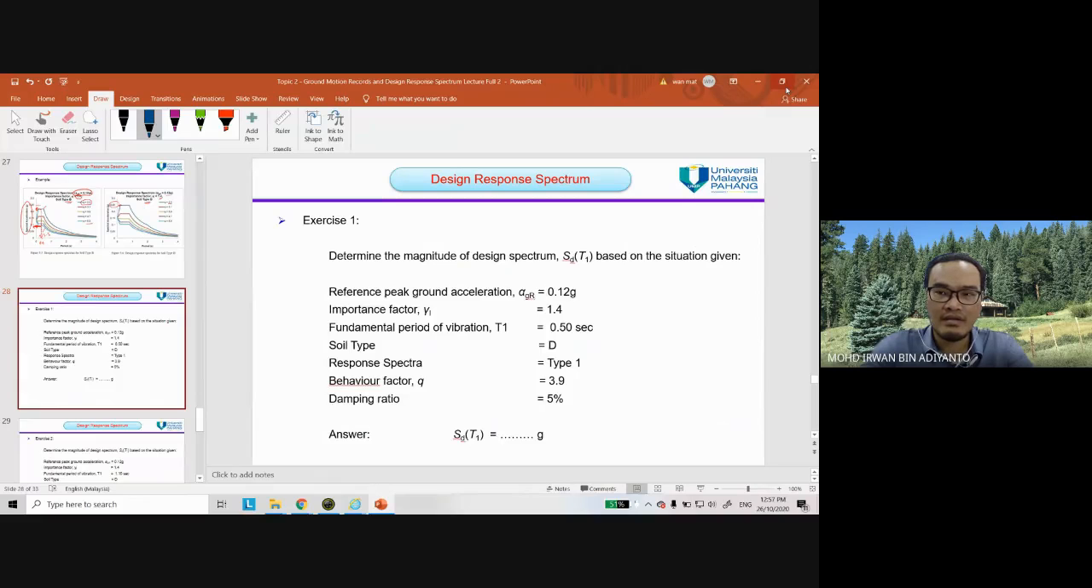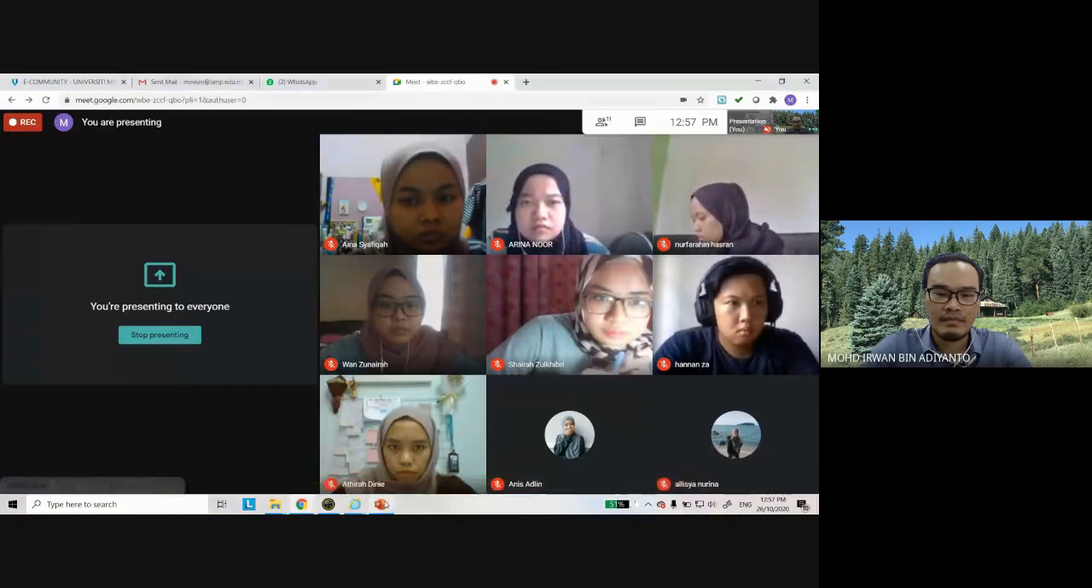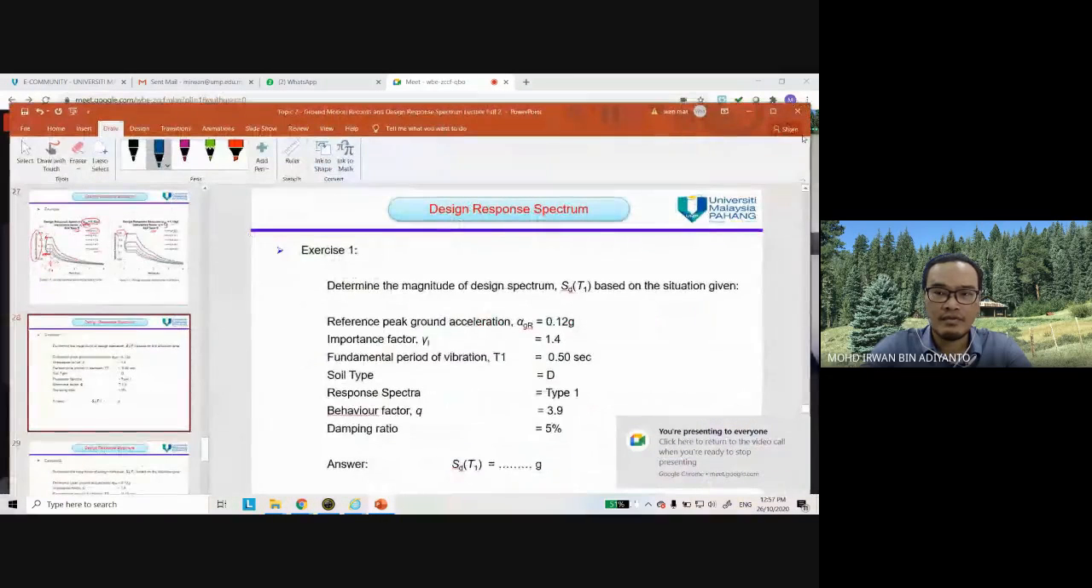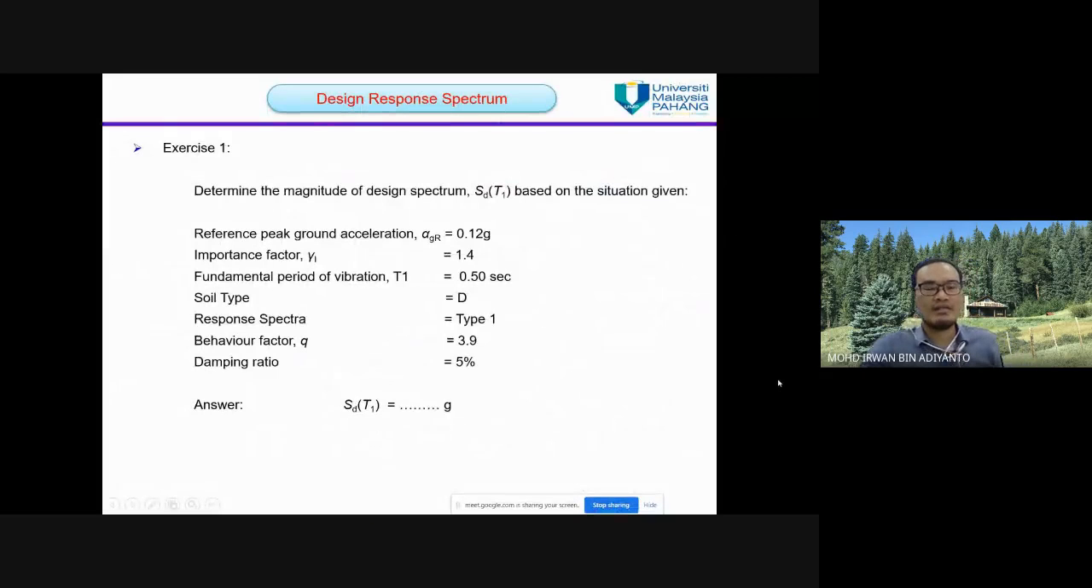Okay, as in your notes. Determine the magnitude of design spectrum based on the situation given. The reference peak ground acceleration is 0.12 g. The importance factor is 1.4. Fundamental period of vibration is given as 0.5 second. Soil type D. Response spectral type 1.